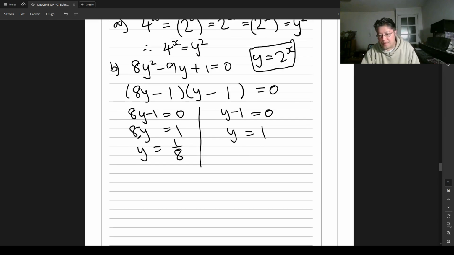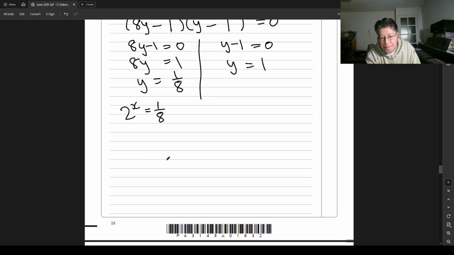So the first one, if I just switch the equation around, there's 2 to the x equals y, so it equals 1/8. And let's see if we can solve this. So 8 happens to be a power of 2, so we can write this as a power of 2. That equals 1 over 2 cubed, which equals 2 to the minus 3. So we can see that x must equal minus 3. That's one of the solutions.